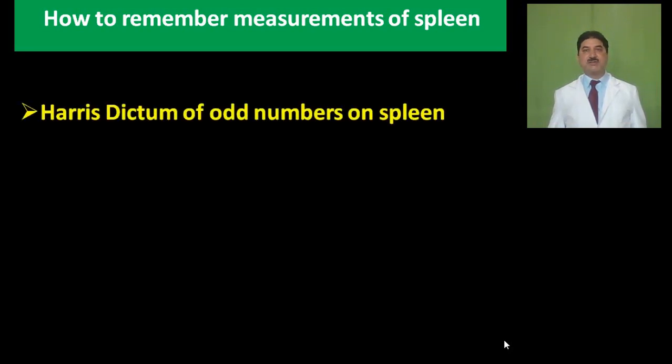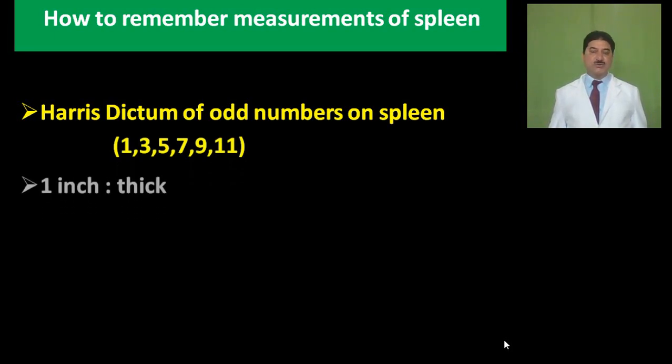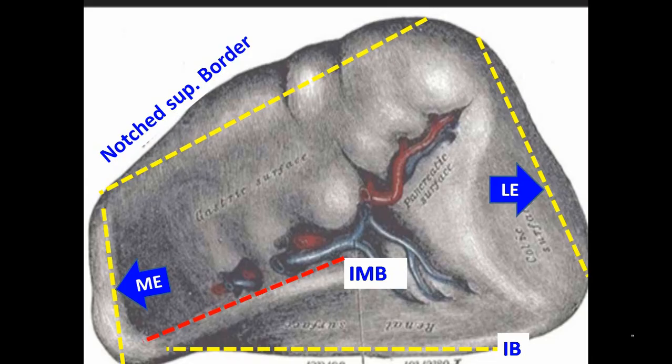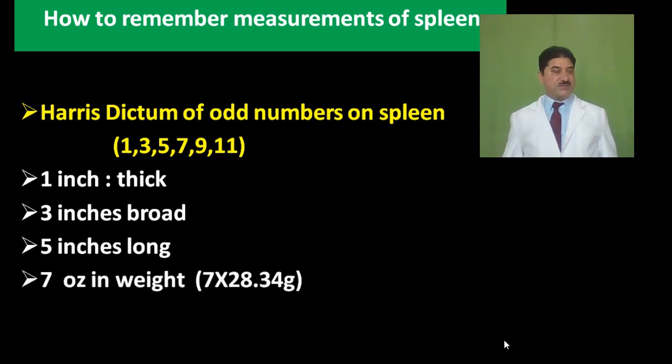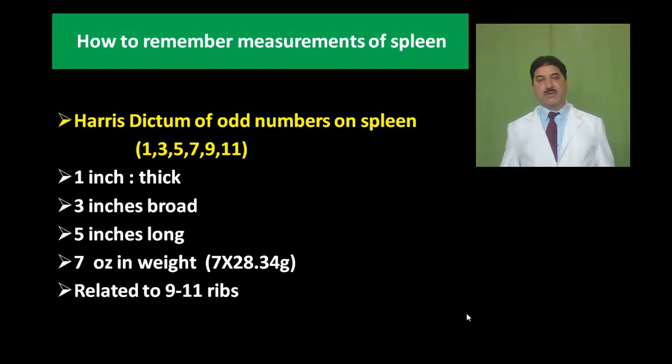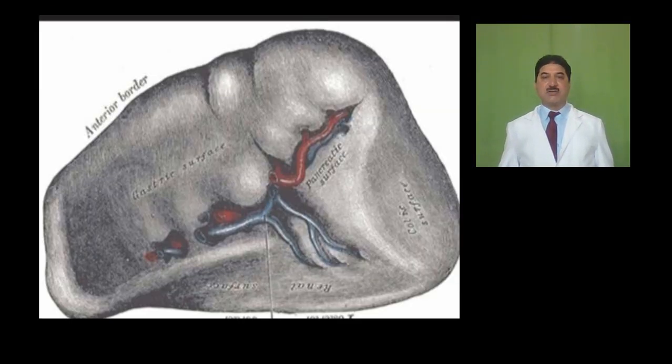How to remember measurements of spleen? Here is dictum of odd numbers. 1, 3, 5, 7, 9 and 11 can be used to remember the features of spleen. It is 1 inch thick, 3 inches broad, 5 inches long, 7 ounces in weight. 1 ounce is equal to 28.34 grams. It is related to 9th to 11th rib. Its long axis passes along the long axis of 10th rib.